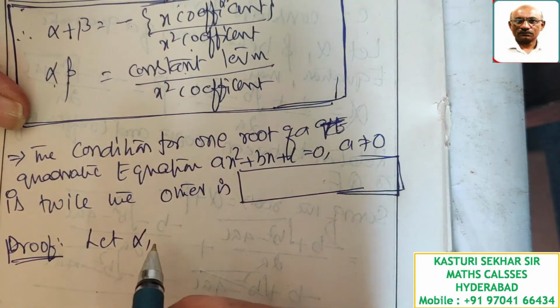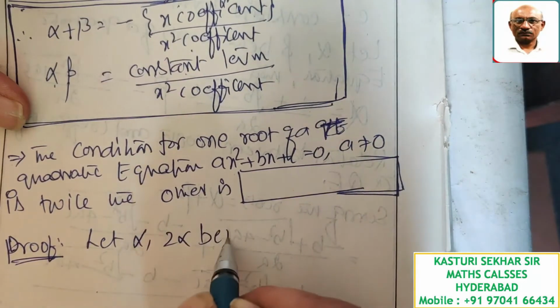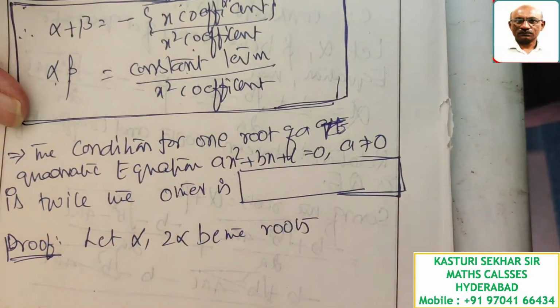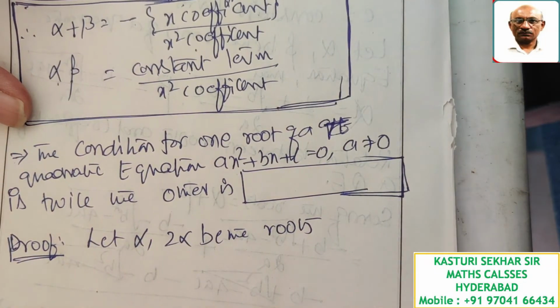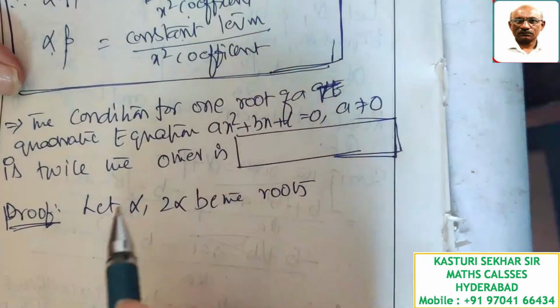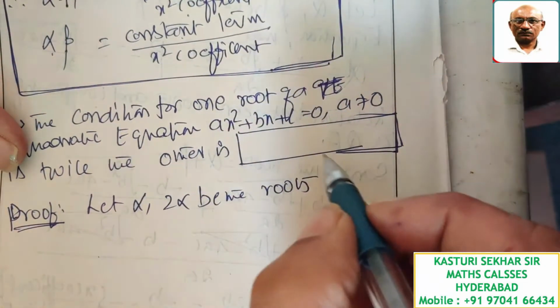Let alpha comma 2 alpha be the roots. What is given in the question? One root of a quadratic equation is twice the other. If I take one root as 1, other root will be 2. If I take one root as 2, other root will be 4. If I take one root as 3, other root will be 6. This way the relation is going on. So let alpha comma 2 alpha be the roots.